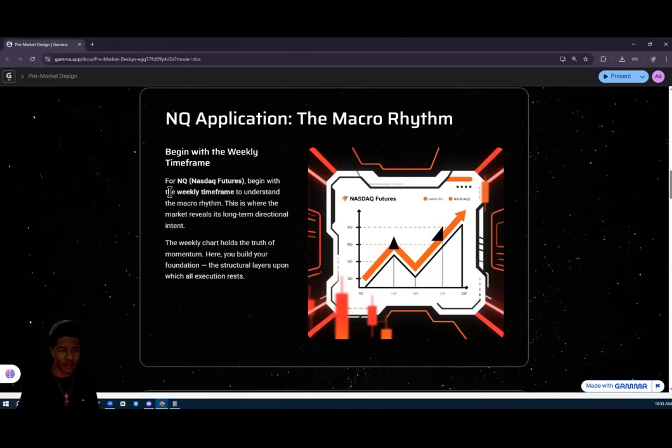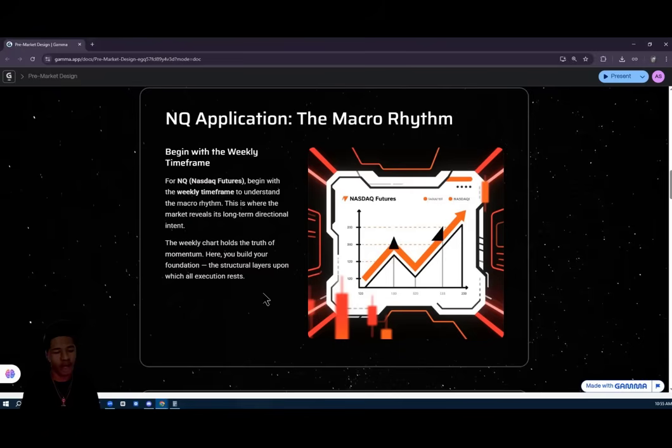You want to start your fib from the weekly chart. It says for NQ Nasdaq futures, begin with the weekly time frame to understand the macro rhythm. This is where the market reveals its long-term directional intent. Facts. It says the weekly chart holds the truth of momentum.